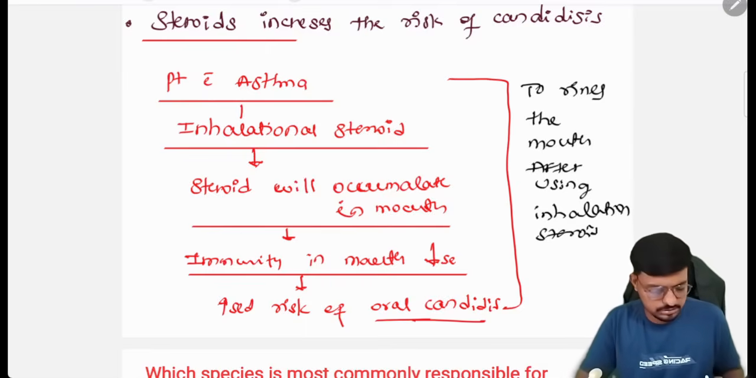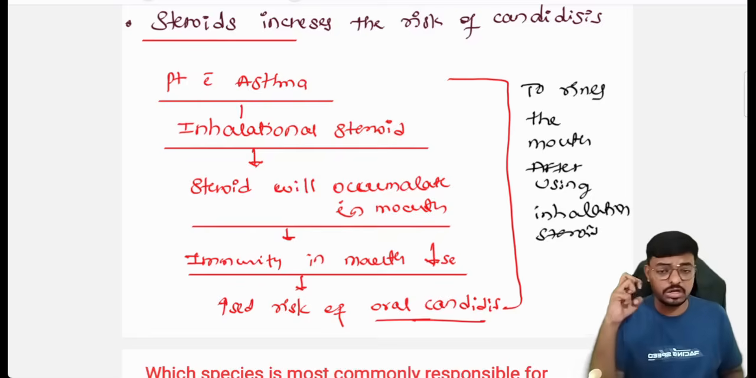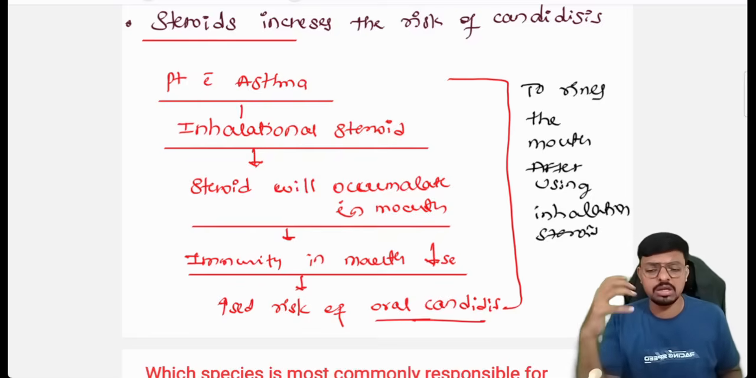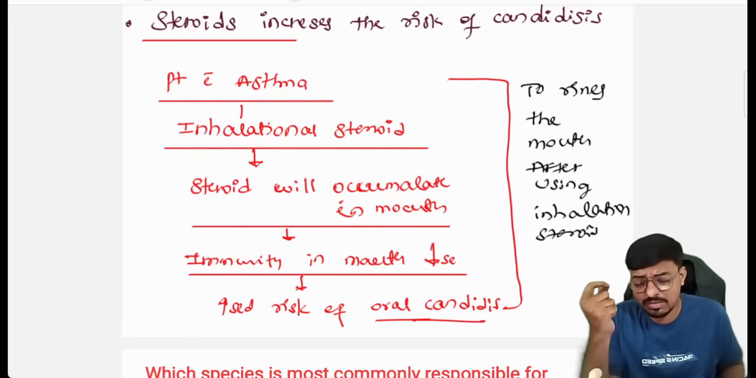Very important, we have to keep this in our mind. Steroids increase the risk of candidiasis. For example, a patient using an inhalational steroid in case of asthma. The steroid will accumulate in the mouth. The steroid accumulating means the immunity in the mouth will decrease. The steroid is also like nutrition to the bacteria, right?